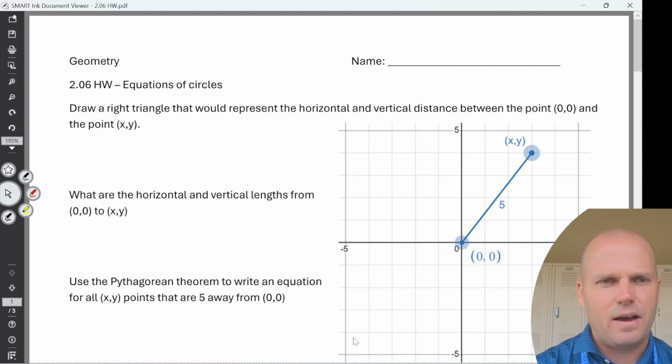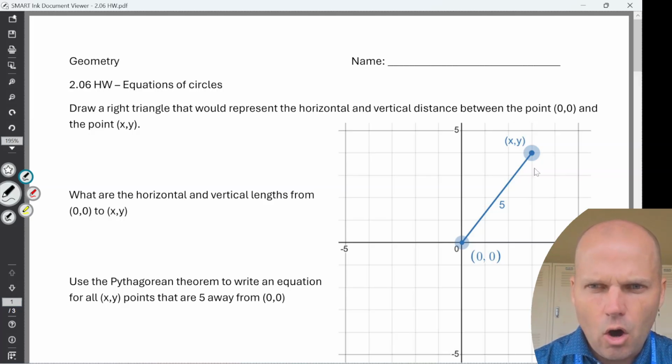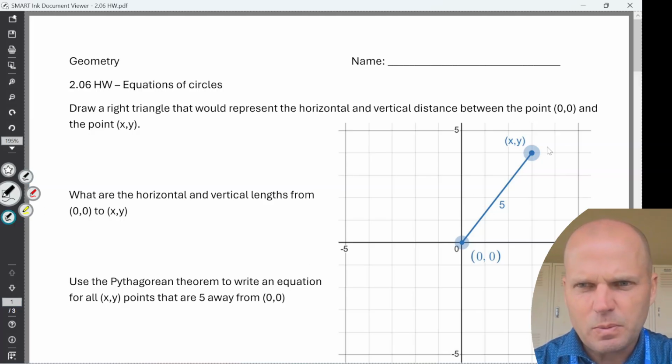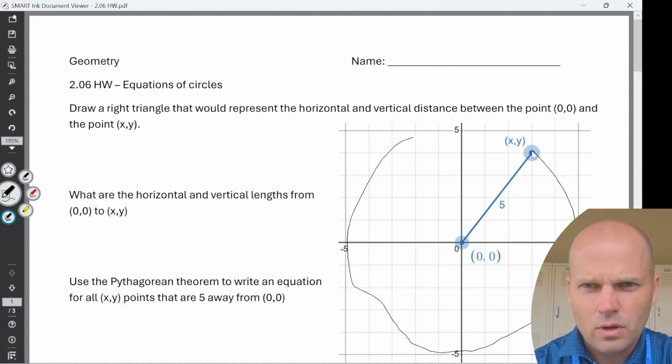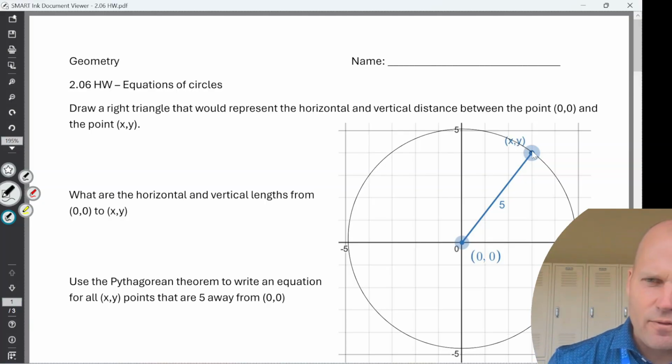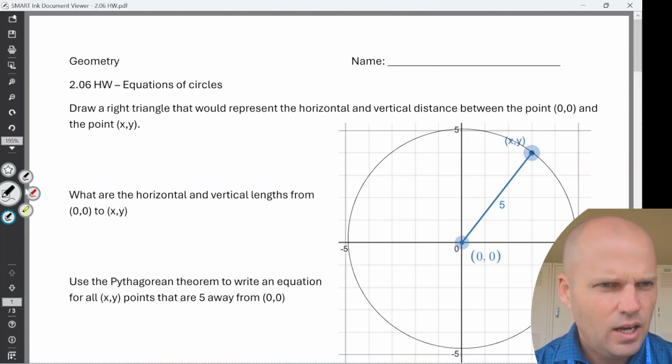And what we're talking about is how all points, possible points that are a certain distance away from a center point is literally the definition of a circle. Okay? So all the points that are 5 away from 0, 0 would be the circle of points.